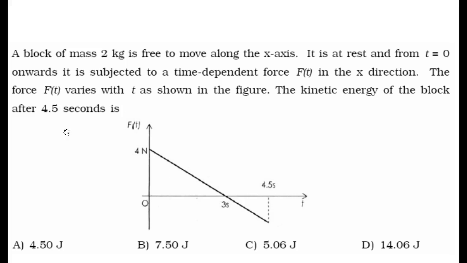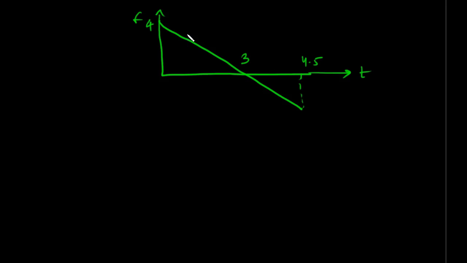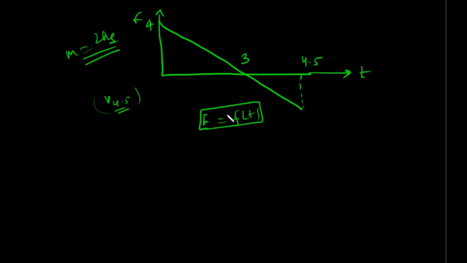This is a graph, and from here we have to calculate the kinetic energy. You should read very carefully: this is the force versus time graph, not the force versus distance. Alright, so this is the original problem, and this is the graph given. I have to find the velocity at 4.5, and squaring it, with mass given as 2 kg, I can find the kinetic energy. So how do we do that? First of all, I want to know the relation of force with respect to time. So force is a function of time here, because force depends on time and a graph is drawn.